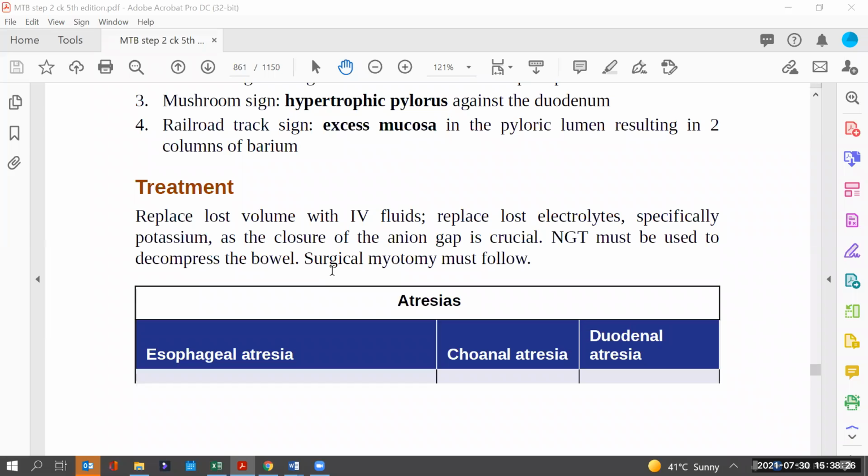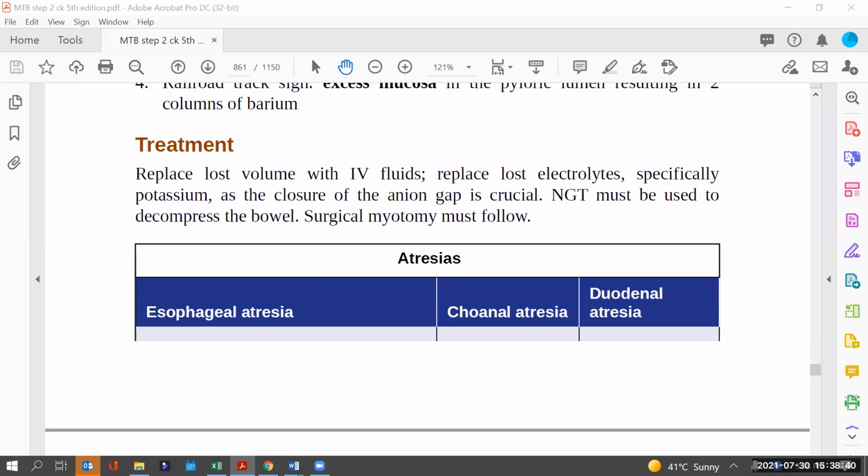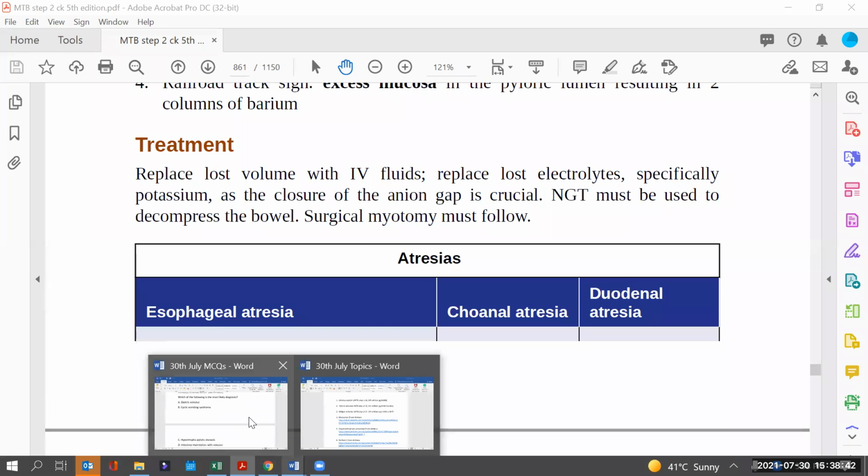So what we can do, we can create a myotomy, like we can just create an opening. We will dilate that sphincter. We want to increase the diameter of that pyloric stenosis area. So we can go for surgical myotomy. So let's have a look at the questions.